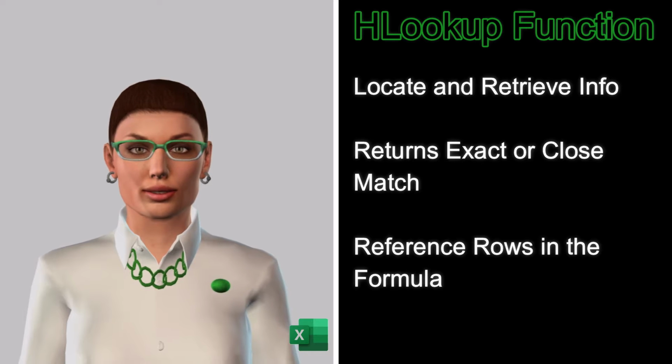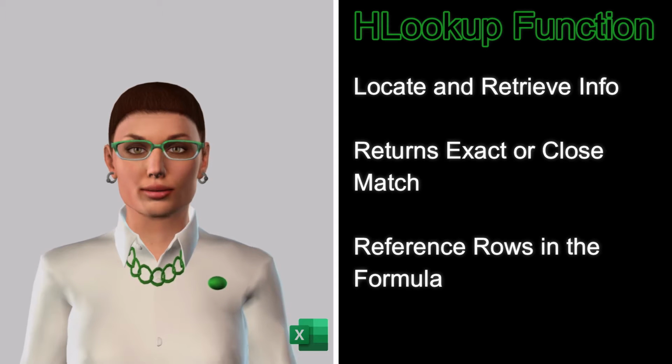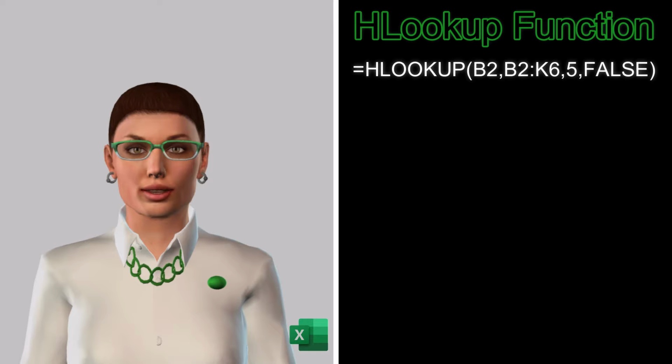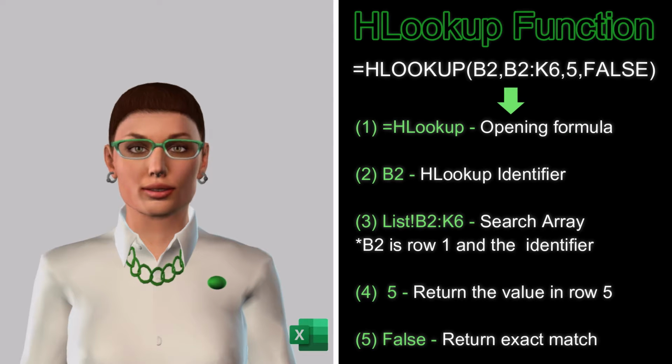The HLOOKUP function is very similar to the VLOOKUP. The VLOOKUP references columns, whereas the HLOOKUP references rows in the formula. Following is an example of the HLOOKUP formula. Let's break it down into manageable pieces.